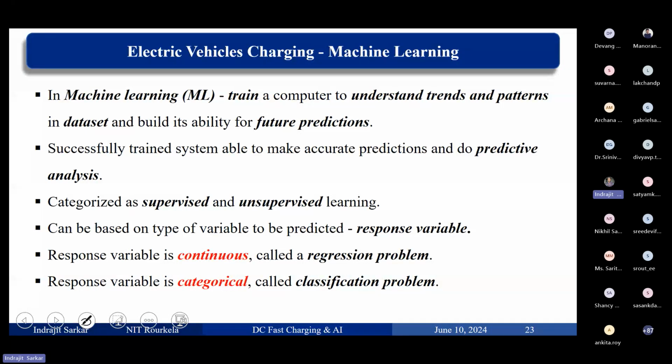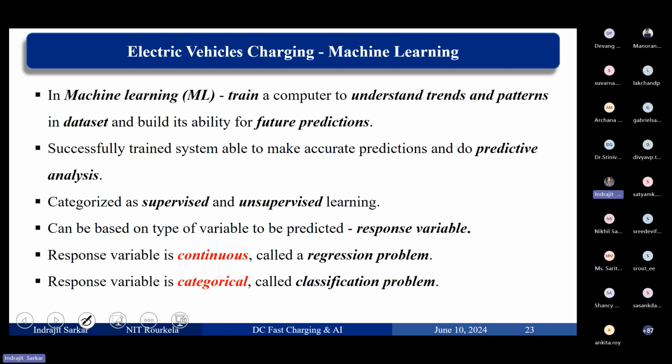then it is very difficult for a human to identify the pattern of the data set. For that, we use machine learning algorithms to find the data pattern, and we train the computer with that, so that future trends and predictions can be made. That is why machine learning comes into the picture. A successfully trained system is able to make accurate predictions and predictive analysis. As I was telling you, forecasting can be done.